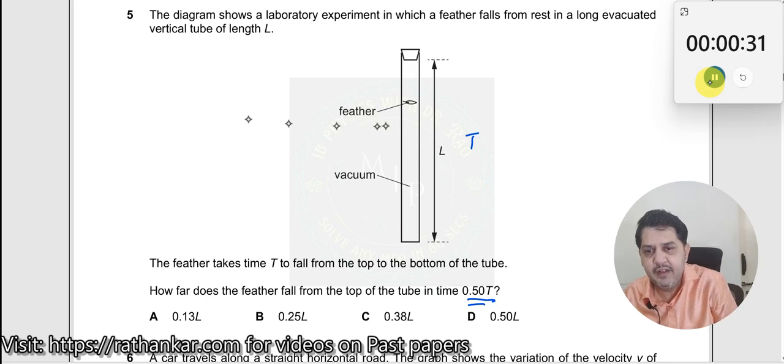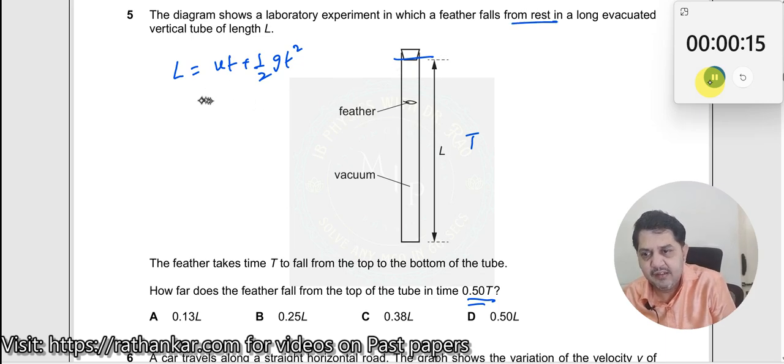Because we know that it is under constant acceleration. So we can write L is equal to ut plus half at square. What is a here? g. So it's half g t square. It takes a time t. Initial velocity is 0 because you dropped it from rest. So therefore this should be equal to half g into t square.